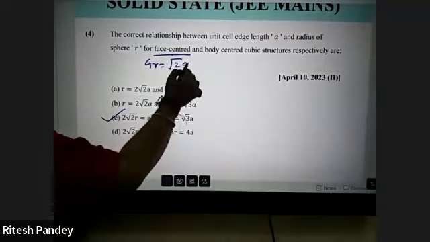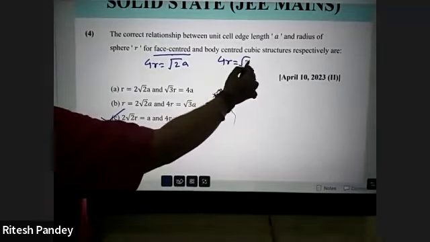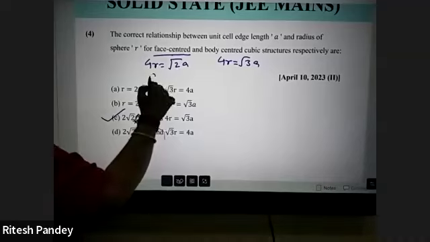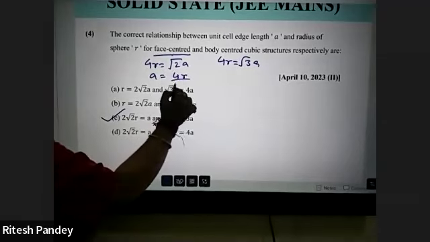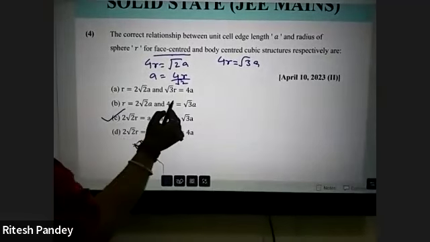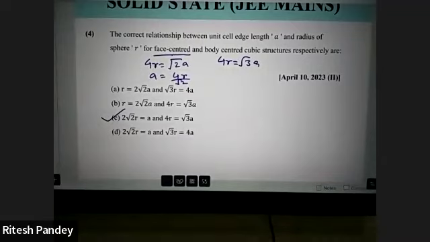For FCC, 4R is equal to root 2A. And for a BCC, 4R is equal to root 3A. So 4R is equal to root 2A could also be written as A is equal to 4R by root 2, which is nothing but 2 root 2R. And 4R is equal to root 3A. Simple as a cakewalk. We'll want to move on. Question 5.